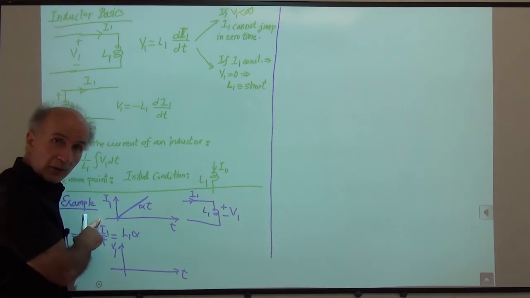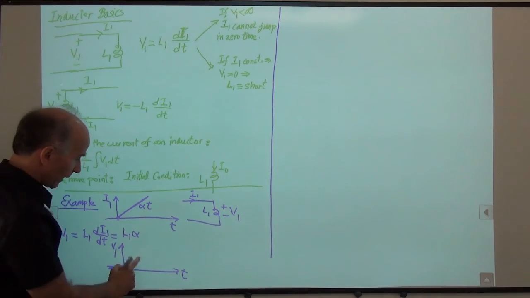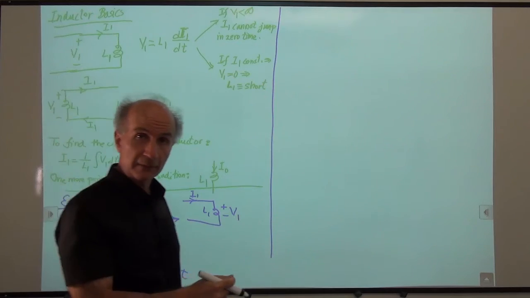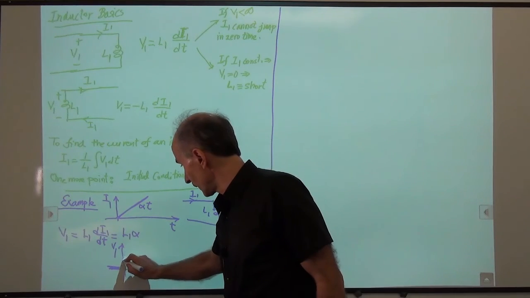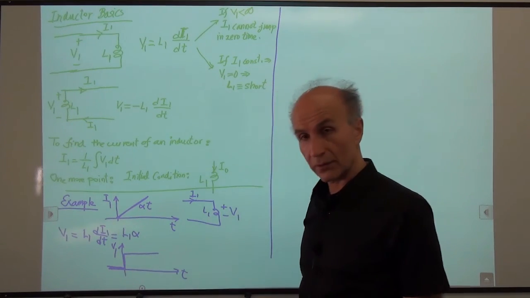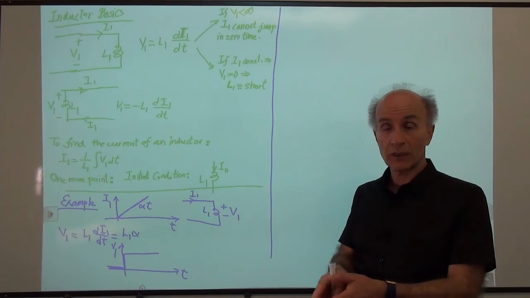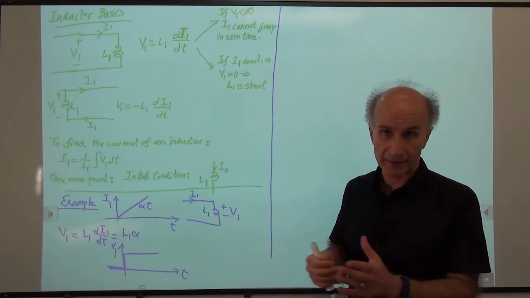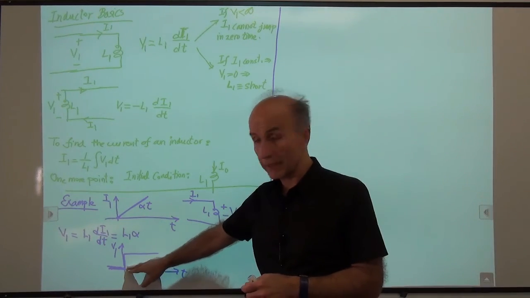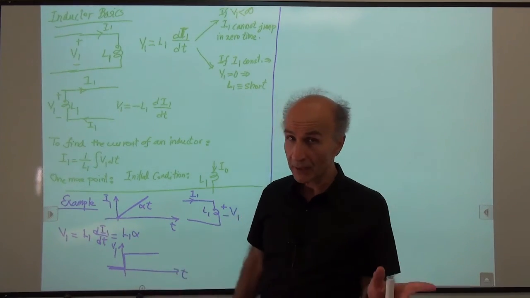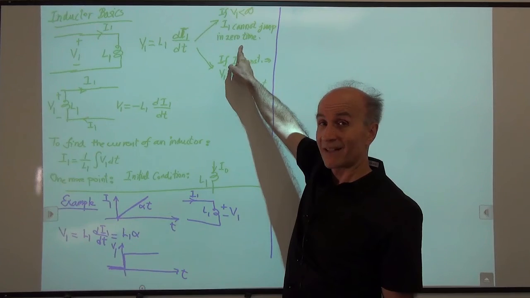Before time 0, the current was constant. It wasn't changing. It was 0 anyway. So the voltage is 0. And now we have a constant derivative. The derivative is alpha and then multiplied by L1. So V1 is constant. So we generate a constant voltage across the inductor. All right, so in response to a ramp current, an inductor generates a voltage that's constant. Strange but true. So we see that the voltage across an inductor can jump. Nothing wrong with that. But the current through an inductor cannot jump, provided that the voltage available for the inductor is not infinity.